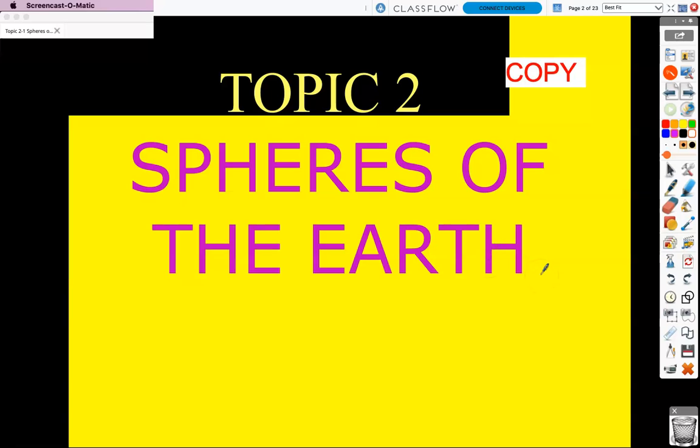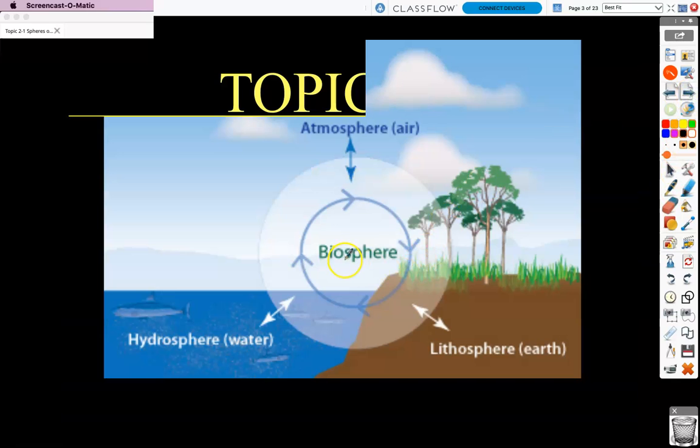So we're going to start out in this unit with the spheres of the Earth. We're going to go through the atmosphere, hydrosphere, and lithosphere. So let me pull that up. The biosphere is also a sphere. I don't cover that. That's living environment, or what they used to call biology. That's why it's bio, which means life. So that is going to be all your living organisms. That's covered across the hall when you get to living environment.